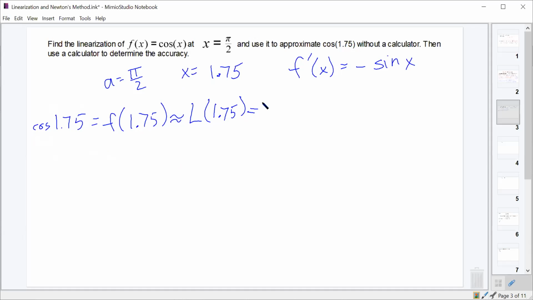All right, so now what's L of 1.75? Well, it should be f of a, so that'd be cosine of our center of approximation, cosine of pi over 2, and then plus f prime of a, so plus the negative sine of pi over 2, times our x value, which is, sorry, our x value is not pi over 2. Our x value is 1.75 minus pi over 2, x minus a. Good or no?